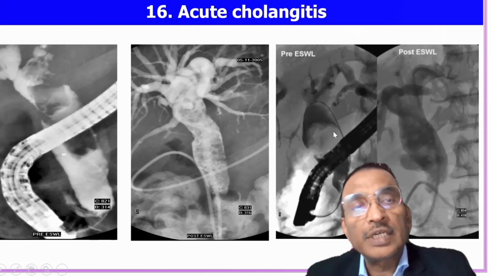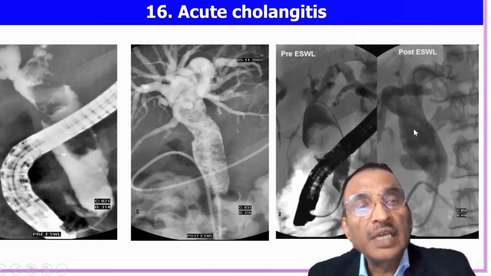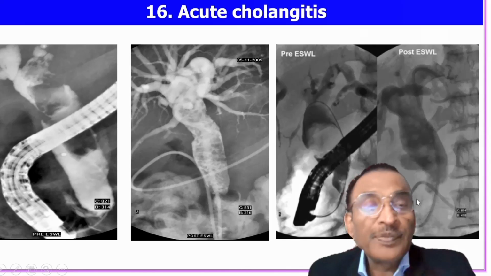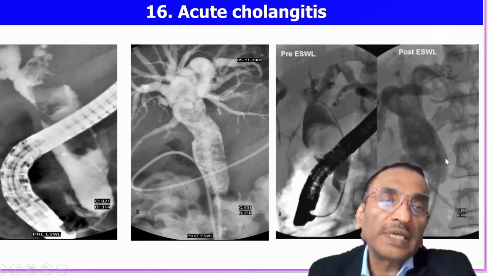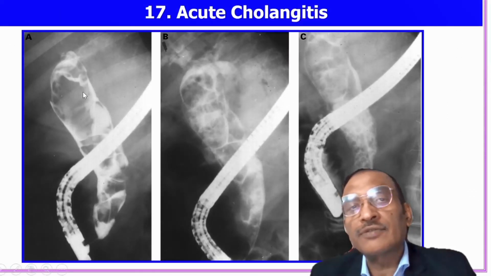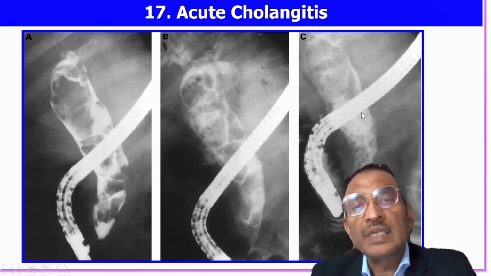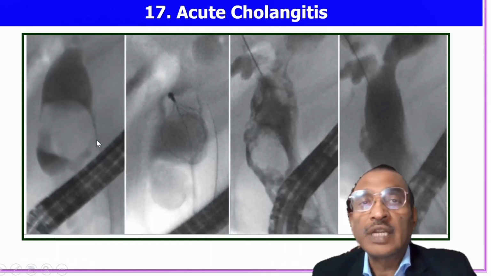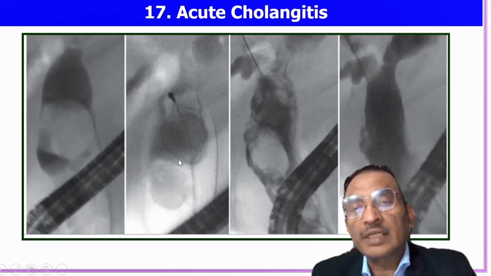So this is the stone, again another case. Pre ESWL, this is seen, and after ESWL you can see that it got fragmented, and multiple fragments are lying. So in subsequent sessions, endoscopic papillary balloon dilatation can be done and these stones will be extracted. So that will become easy. Another case of huge multiple large CBD stones, and again this will require some sort of lithotripsy before getting clearance. Again, a very large stone which is getting crushed by mechanical lithotripsy.